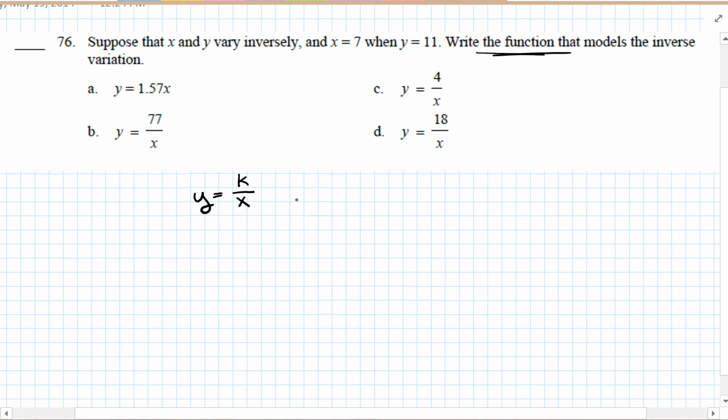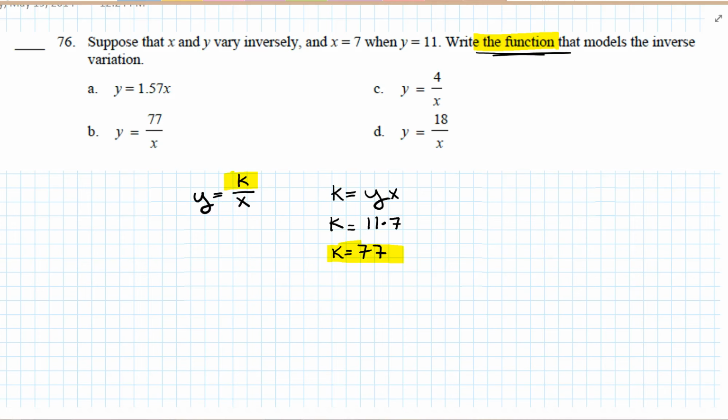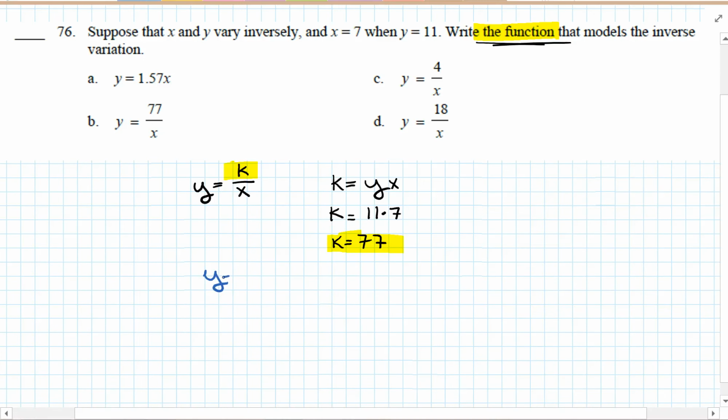If we multiply each side of this equation by x, we get k equals yx. Well, it tells us when x equals 7, y equals 11. So k is going to be 11 times 7. So k is 77. Since it says write the function, we're going to replace our k value right there, and then we're done. So it is going to be y equals 77 over x. Answer is B.